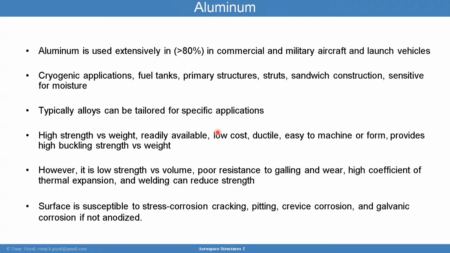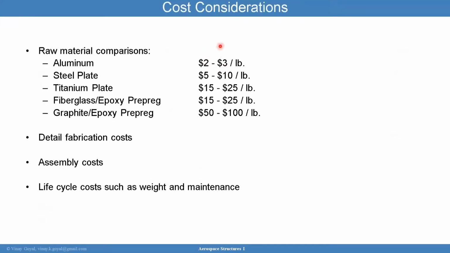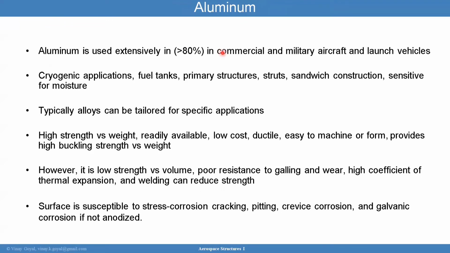I also want to talk about aluminum being used extensively, 80%. Why? Obviously, I just showed you that it's quite cheap, but also it's not very heavy and it gives you high strength. Especially if you use aluminum alloy and change the formulation, you can tackle corrosion, you can tackle stress corrosion, and so forth. Cryogenic applications typically use aluminums like fuel tanks, primary structures, struts, and sandwich structure construction, where the core will typically be aluminum. Sensitivity to moisture has to be looked at.